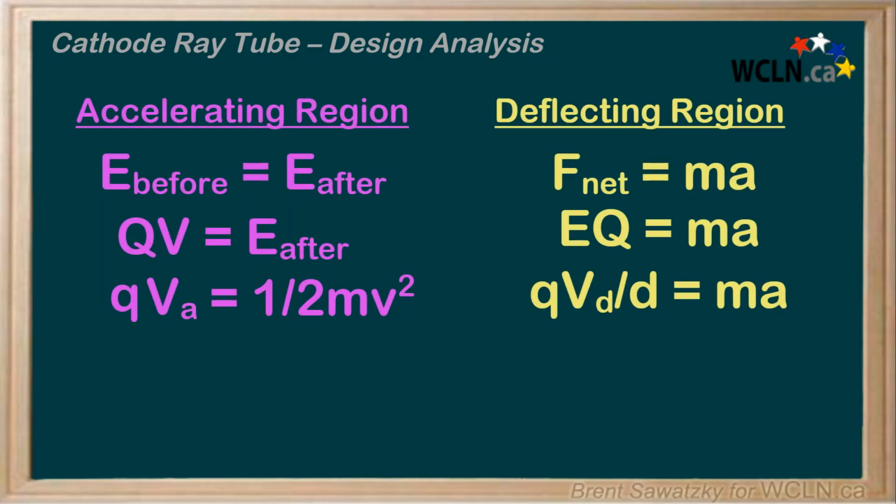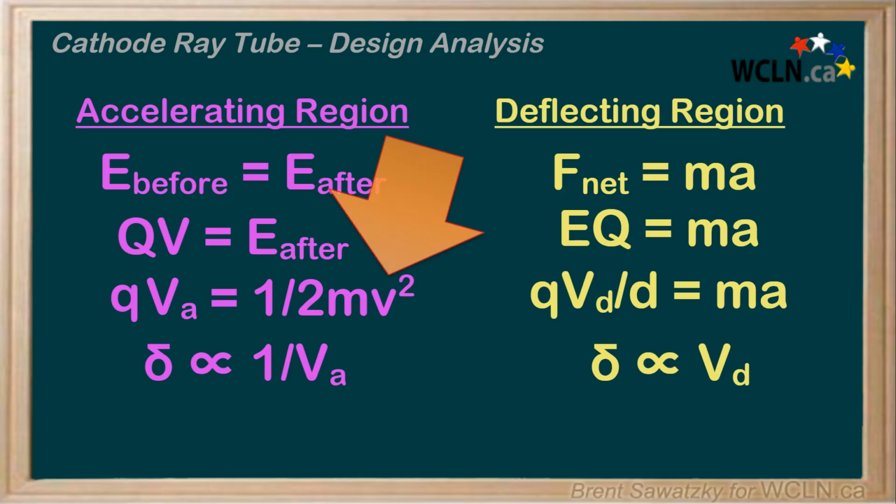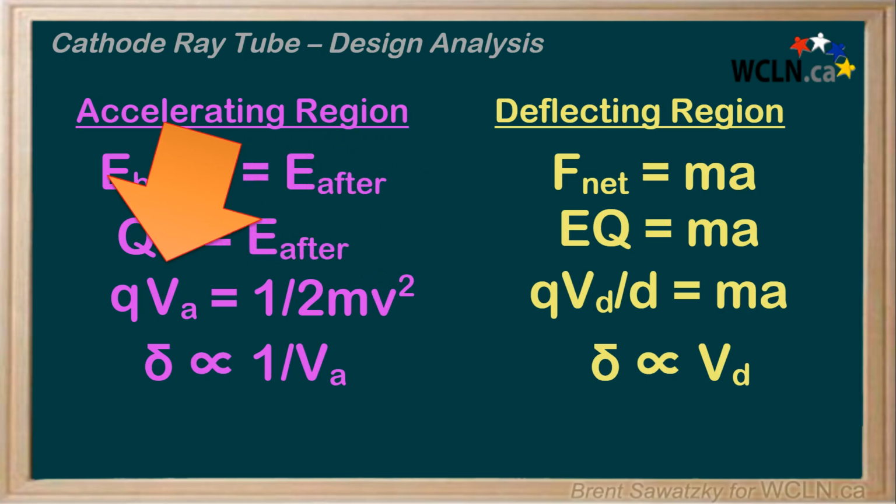An additional relationship to take from our analysis would be that the deflection of the ray is directly proportional to the deflecting voltage, Vd. That is, the greater the deflecting voltage, the greater the deflection. Also, the deflection is inversely proportional to the accelerating voltage, Va. That is, the faster the electrons are traveling through those deflecting plates, the less time they have to be deflected. So the greater the accelerating voltage, the smaller the deflection.